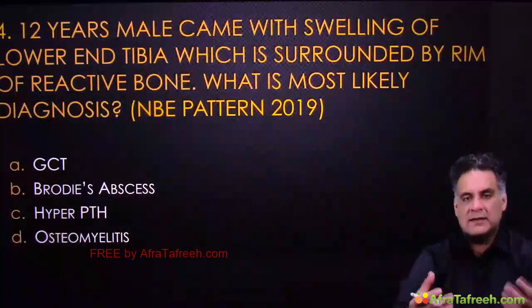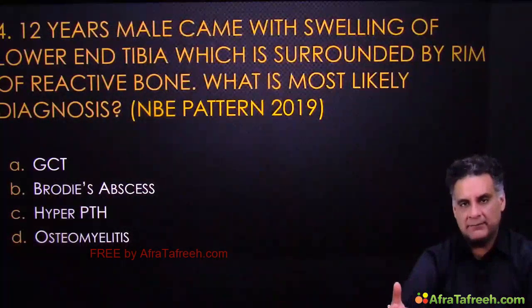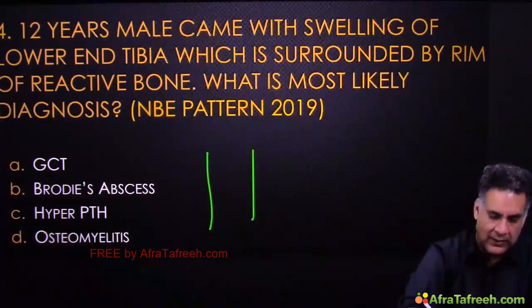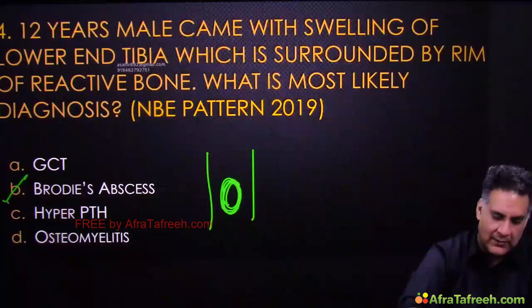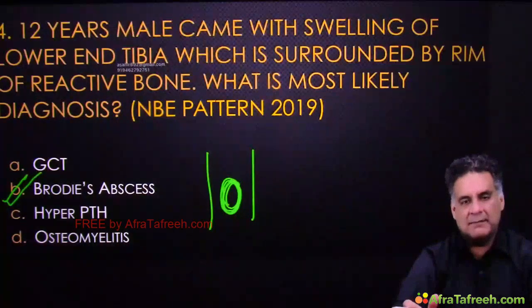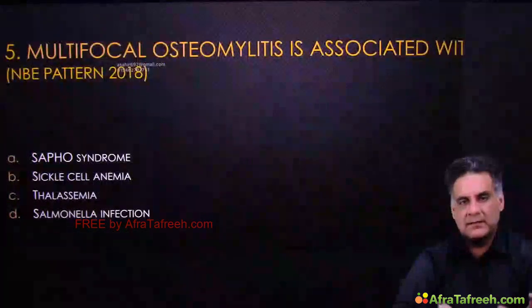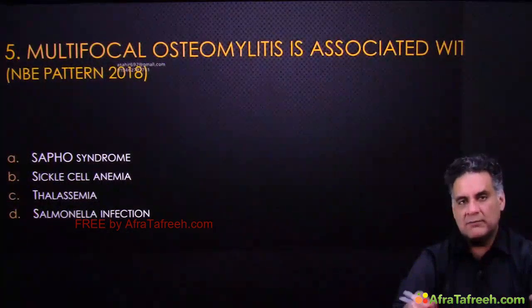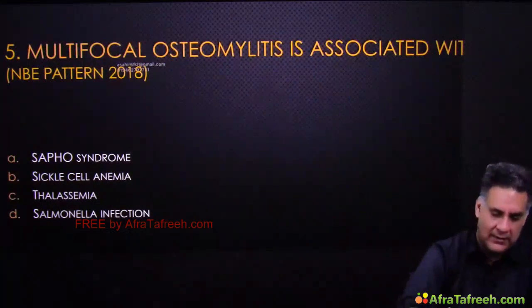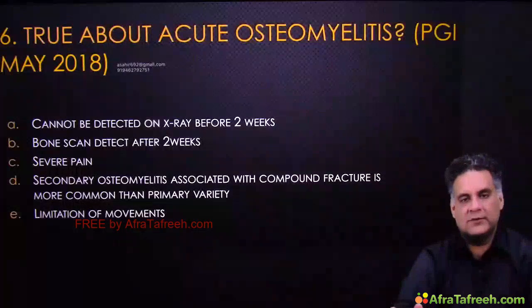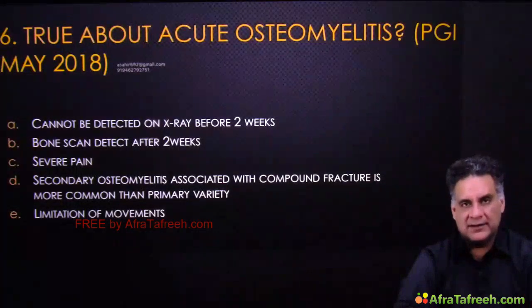A 12-year-old male came with a swelling of the lower end tibia, which is surrounded by a rim of reactive bone. So lower end tibia, rim of reactive bone, Brodie's abscess, because GCT, hyperparathyroidism, osteomyelitis, all these will have lysis. Multifocal osteomyelitis, you have both the options, SAPHO and sickle cell. Choose SAPHO syndrome. True about acute osteomyelitis, cannot be detected on X-ray before 2 weeks.